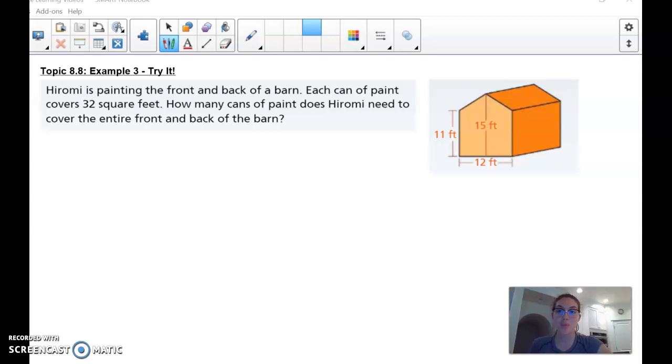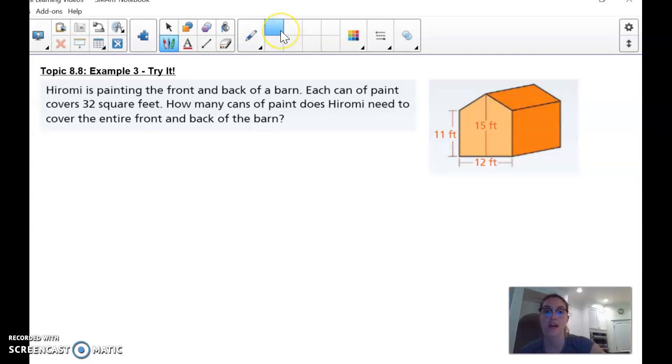All right, this is our topic 8.8, example 3, try it problem. It says, Hiromi is painting the front and back of a barn. Each can of paint covers 32 square feet. How many cans of paint does Hiromi need to cover the entire front and back of the barn?